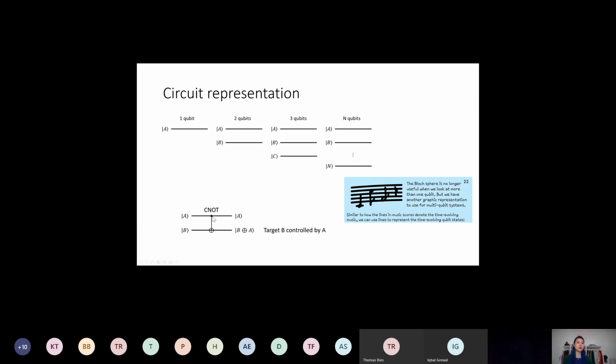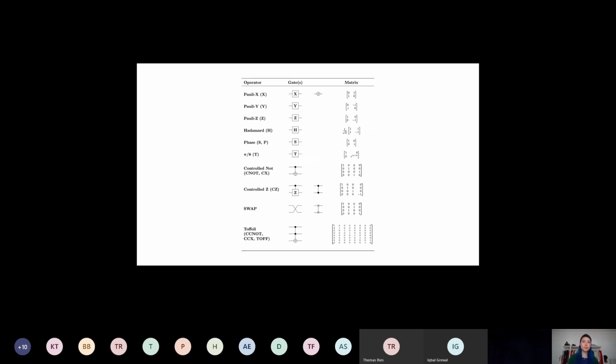But the dot identifies the control bit, and this circle cross is your target. So what this says is you do a CNOT between A and B, and your outcome will be A, but the second qubit would be target B controlled by A. If you just search online, you'll find all kinds of gates. We describe a few that are very commonly used. And you can see that all of them can have a circuit representation with a matrix to mathematically tell you what happens to the numbers.